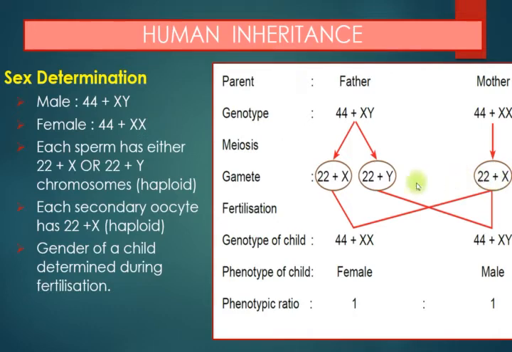After fertilization, the genotype of a child is either 44 plus XX or 44 plus XY. For the phenotype, 44 plus XX refers to a female, and 44 plus XY refers to a male. The phenotype ratio is 1 female to 1 male, so the probability of the child produced is 50% male and 50% female. That refers to sex determination.